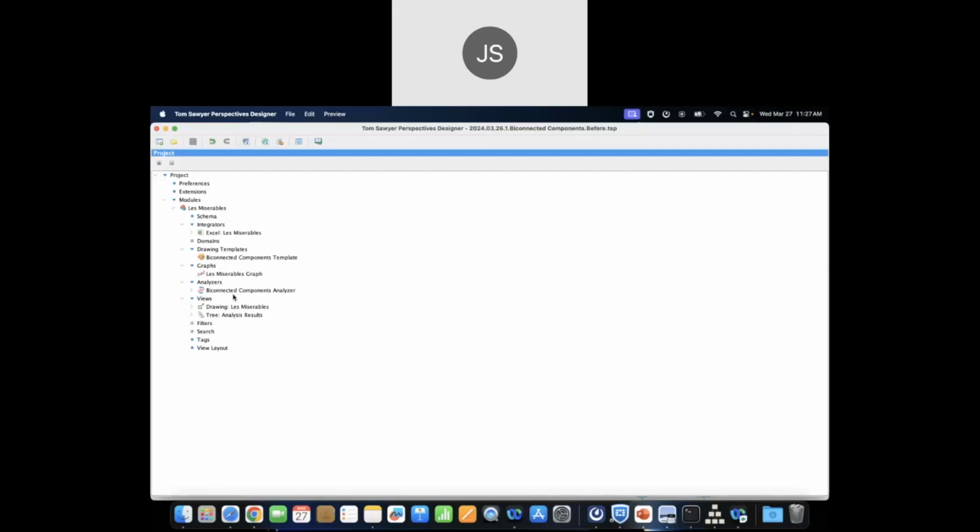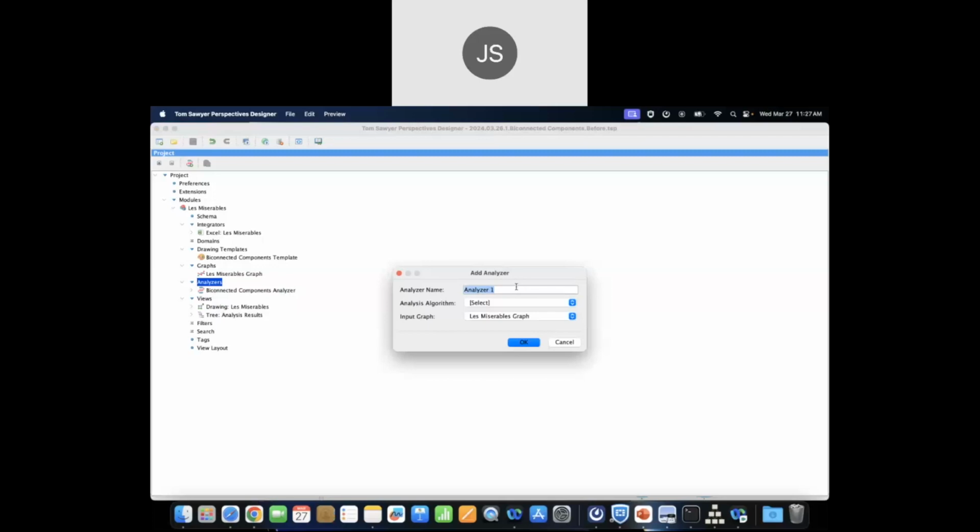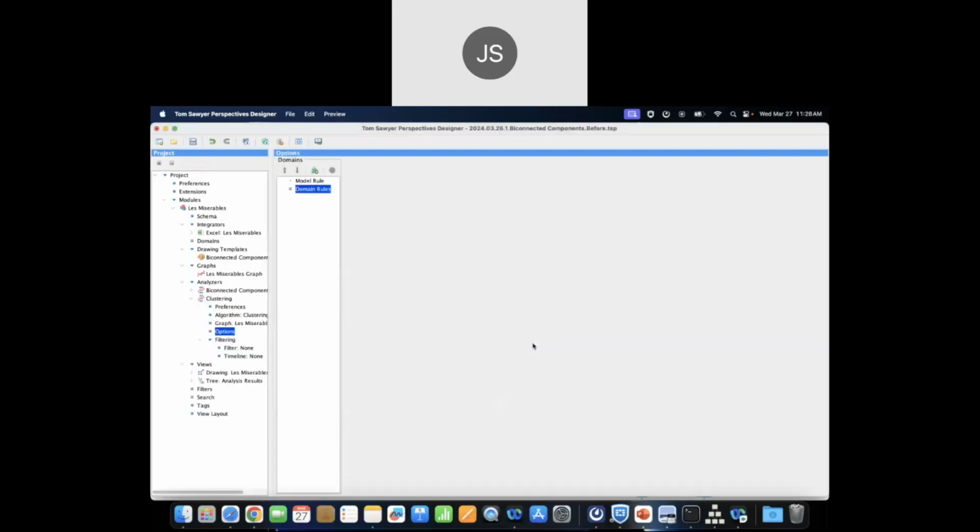So let's add a new type of analysis. So I'm going to click Analyzer, right click, Add Analyzer, and we're going to use a clustering analysis. So I'm going to type in clustering, and then here's the point where we select which type of analysis that we want to use. And you can see here there's many types of analysis. Right now we're going to pick clustering though. And then again, it's saying what graph do you want to work with? Well, we're going to use the same graph that we used for our bi-connected component analysis. So I click OK, and now we're going to define this analyzer a little bit more.